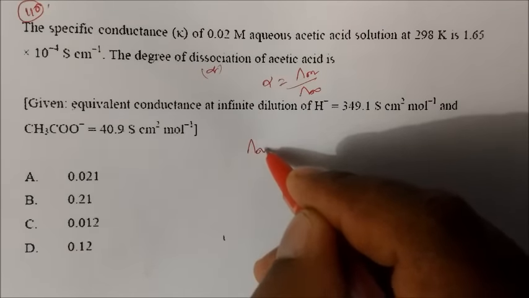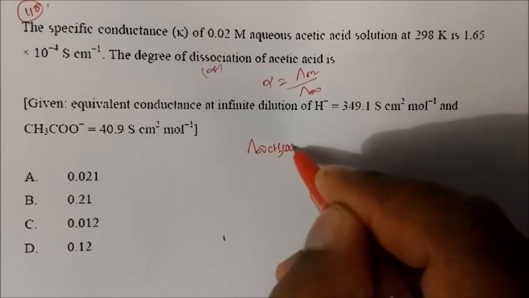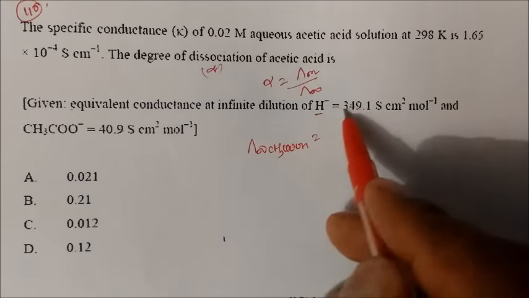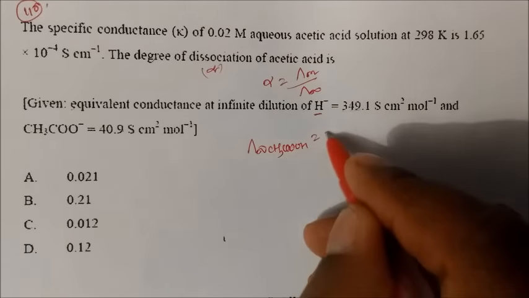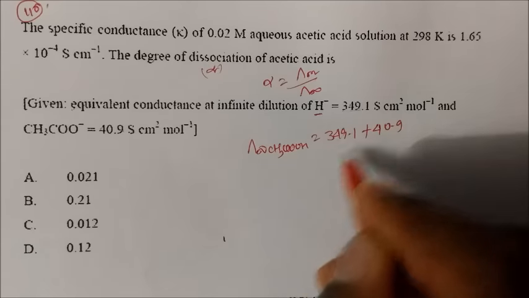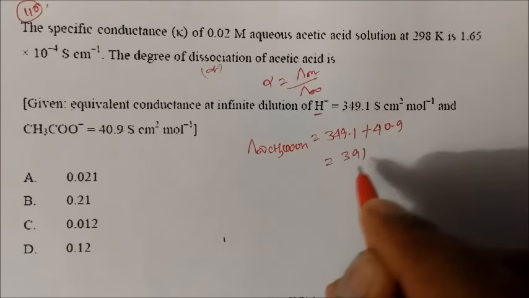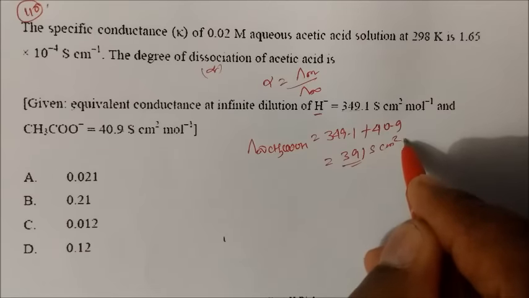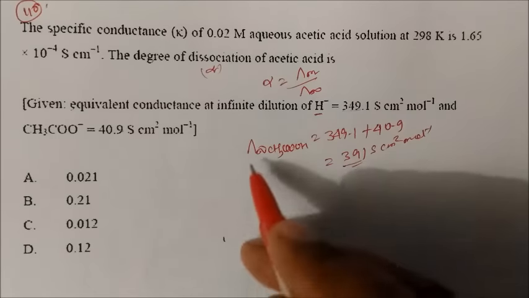So what is it for acetic acid in this condition? It is given over here. If you see, hydrogen is this much and acetate is this much. So you have to add it, 349.1 plus 40.9. So you will get how much? It is 391 Siemens centimeter square per mole. So this is the Siemens centimeter square per mole. So we know the infinite value.